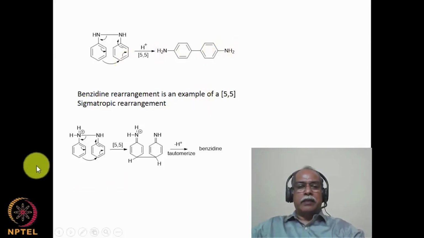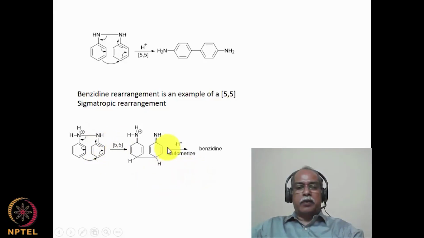The suggested mechanism is that in the protonated hydrazobenzene, the two benzene rings lie parallel to each other, bringing the para positions in close proximity. It's as if a pi-pi interaction is there between the two aromatic rings, resulting in the interaction between the para positions and formation of a sigma bond here. If we consider the breaking of the nitrogen-nitrogen bond, then from this nitrogen it will be a fifth carbon, and from this nitrogen this again will be a fifth position. So overall it is a 5,5 sigmatropic rearrangement.